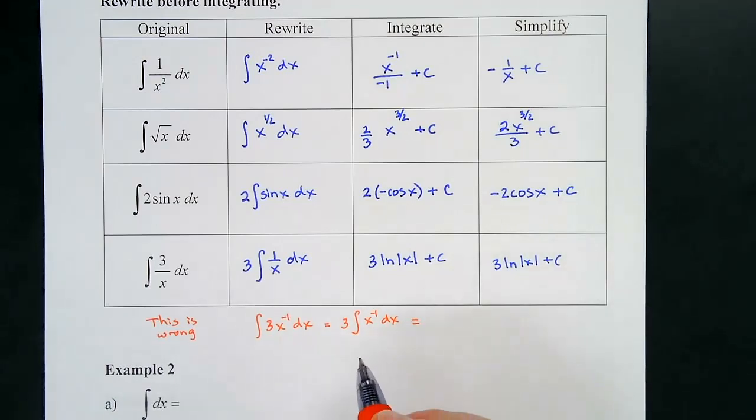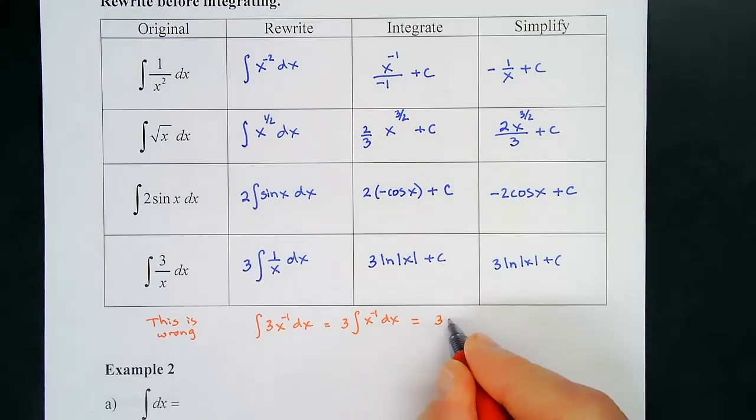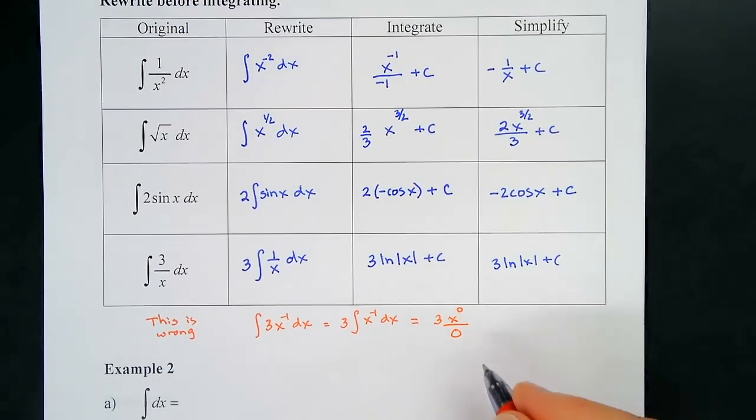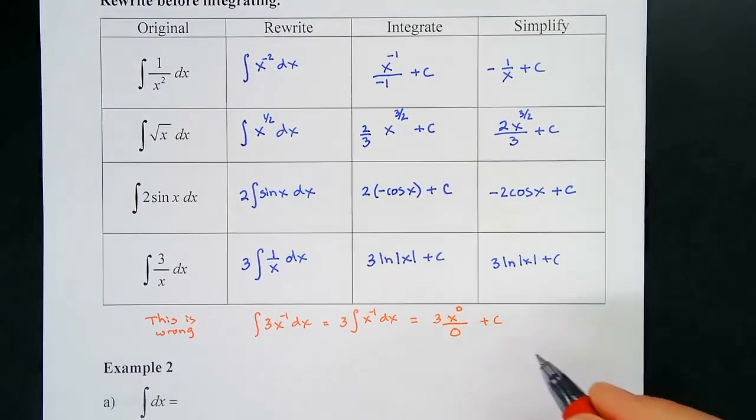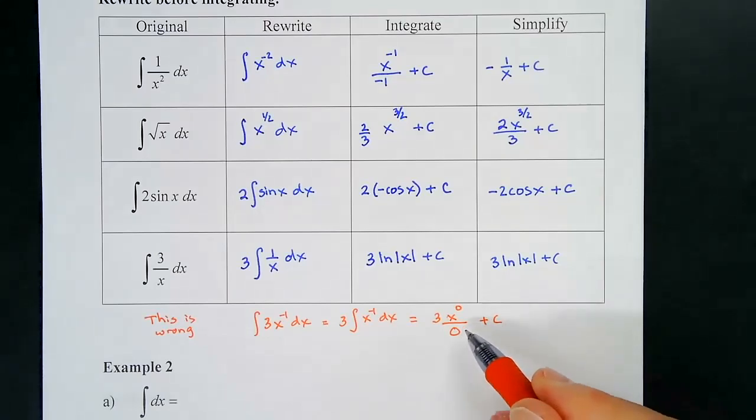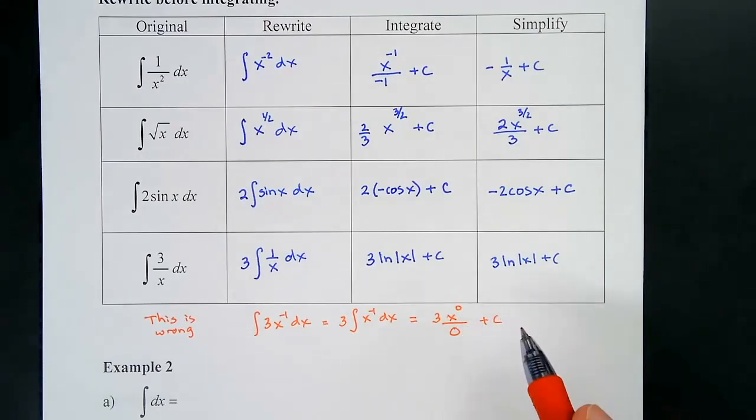So if you try to apply the power rule, we're going to add 1 to this power. This becomes 3 times x to the 0, and now we need to divide by that new power of 0. Do you see what happened? We are dividing by 0, and we'd have plus c. So now we're dividing by 0. That's why, for this one problem, the power rule doesn't work.